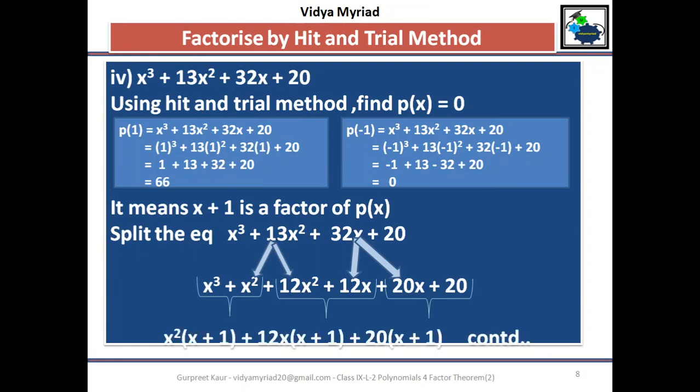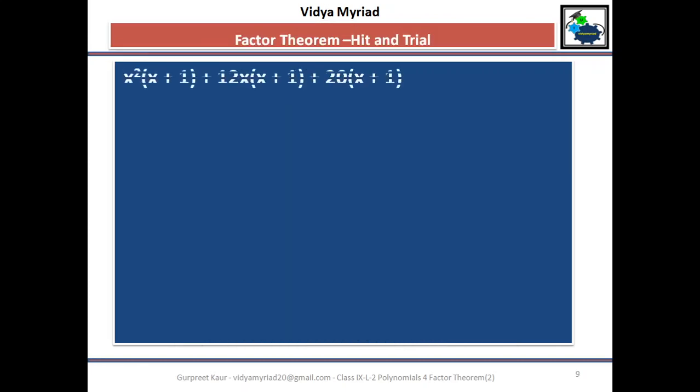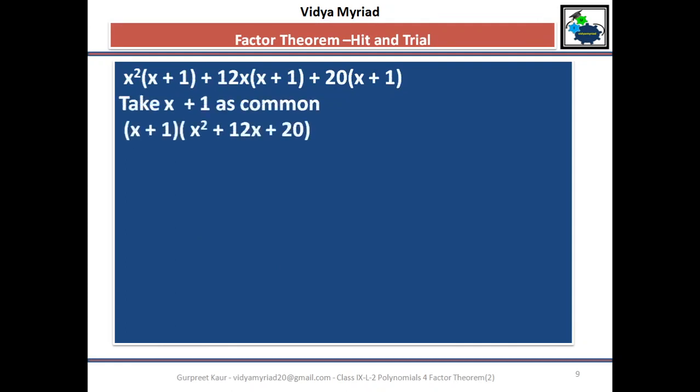So if you see the first case, x square is common, inside x plus 1 will come. Then you have 12x common, inside x plus 1 is there. Then you have 20 common, then inside x plus 1 is there. So in all the 3 pairs, you have x plus 1 as common, which was the factor. Okay. Now let us proceed. Take x plus 1 as common, and form the equation. It becomes x square plus 12x plus 20.